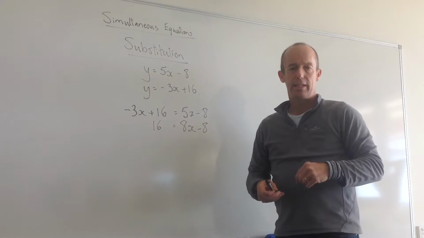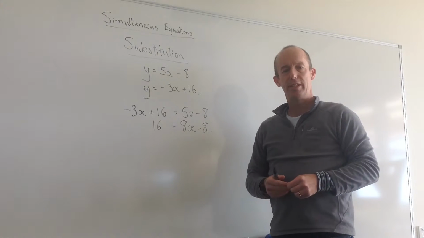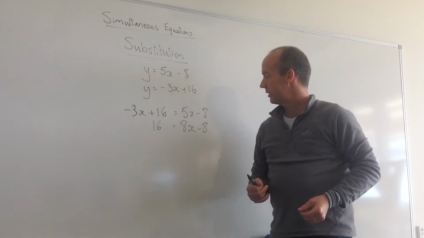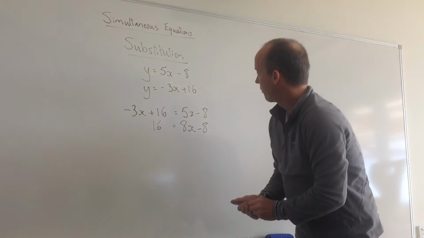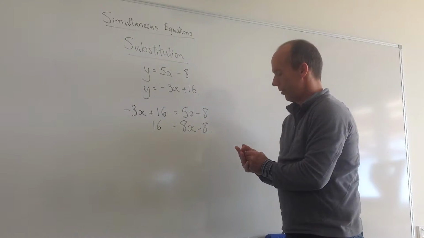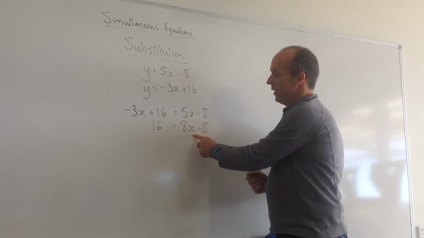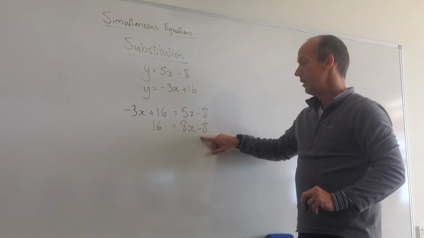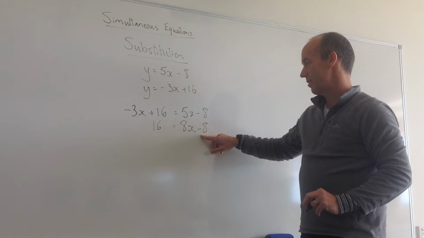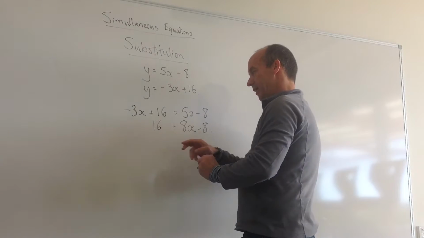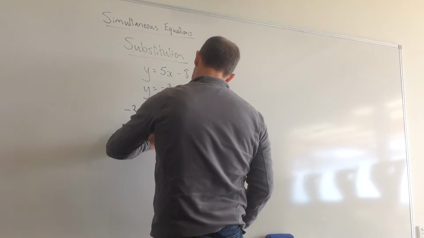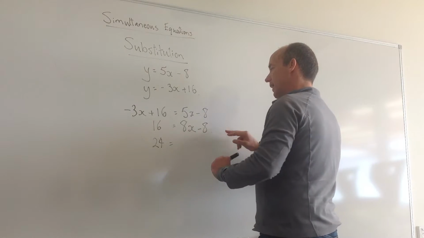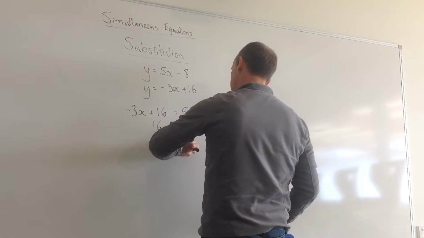Remember, when we're solving algebraic equations, what we need to do is get the unknown by itself. So what I need to do is try and manipulate this equation to get the x by itself. So I want to get rid of the minus 8. So what I'm going to do is add 8 to both sides. So 16 plus 8 is 24. 8x minus 8 plus 8 just leaves 8x.